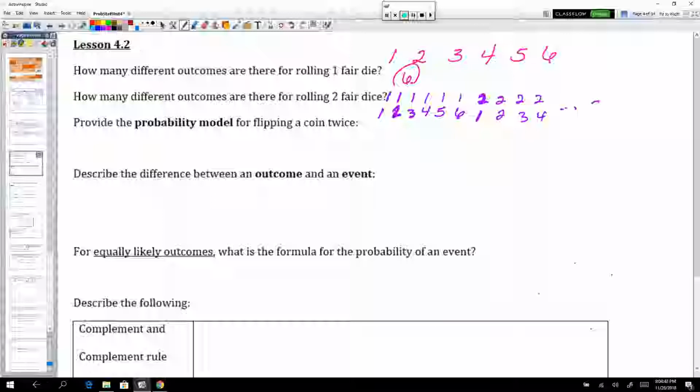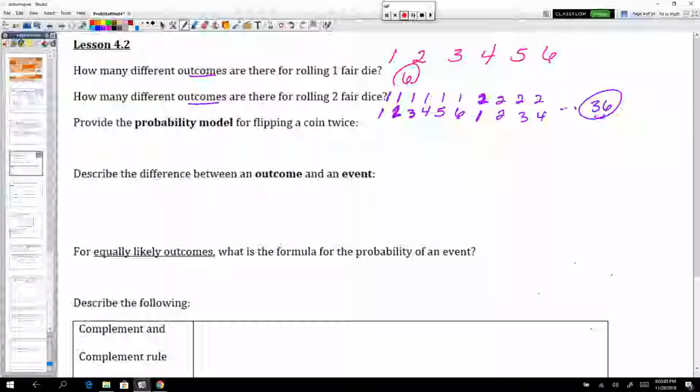Hopefully at this point you've come to the conclusion there are 36 different outcomes. If you need to pause and make a list of all those different outcomes to prove to yourself that there are 36, please do so. I want to make sure that you feel comfortable with this declaration, that there are 36 different outcomes. Okay?